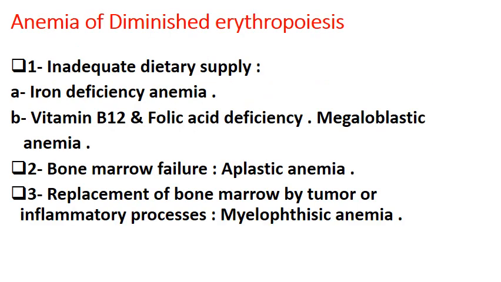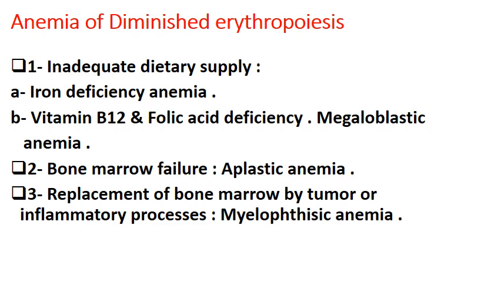Anemia of diminished erythropoiesis is due to inadequate dietary supply, as in iron deficiency anemia, or due to vitamin B12 deficiency or folic acid deficiency, as in megaloblastic anemia, or in pernicious anemia, which is also vitamin B12 deficiency, but due to an autoimmune disease with production of autoantibody against the parietal cells in the stomach. These parietal cells produce intrinsic factor, which is important in absorption of vitamin B12.